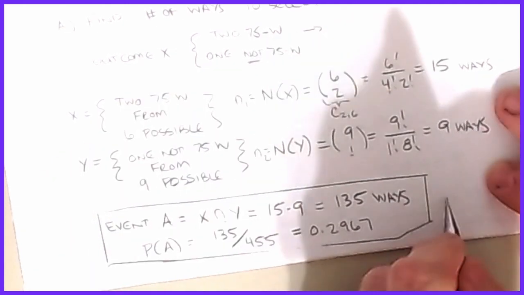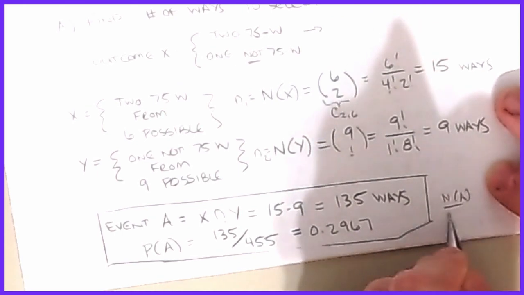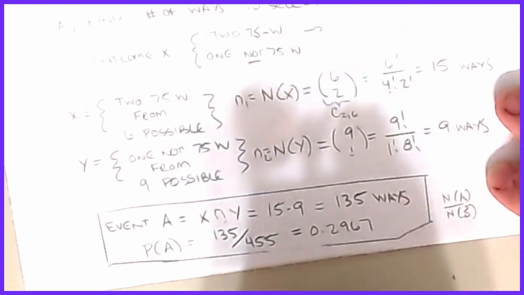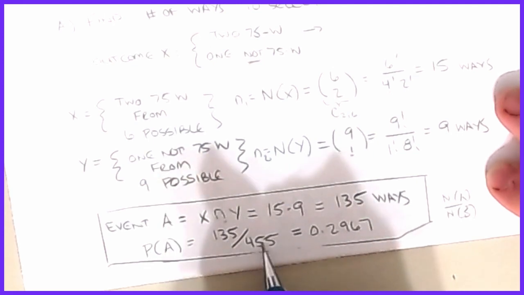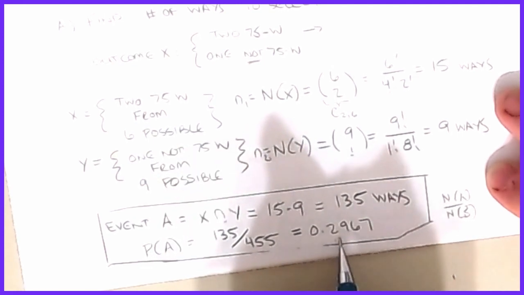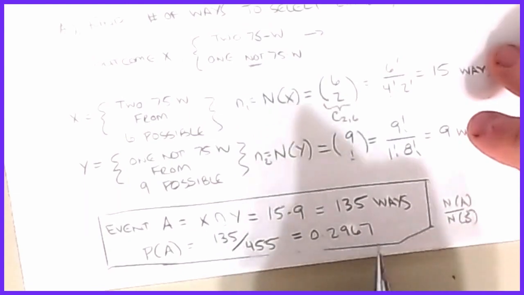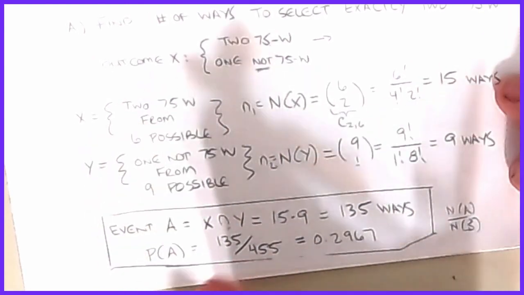So the probability of my event A is 135, that's N of A over N of S. And that's this calculation here. So 135 over 455, we have a probability of just under 30%, 0.2967 if you do the math. All right, so that's one kind of basic problem.